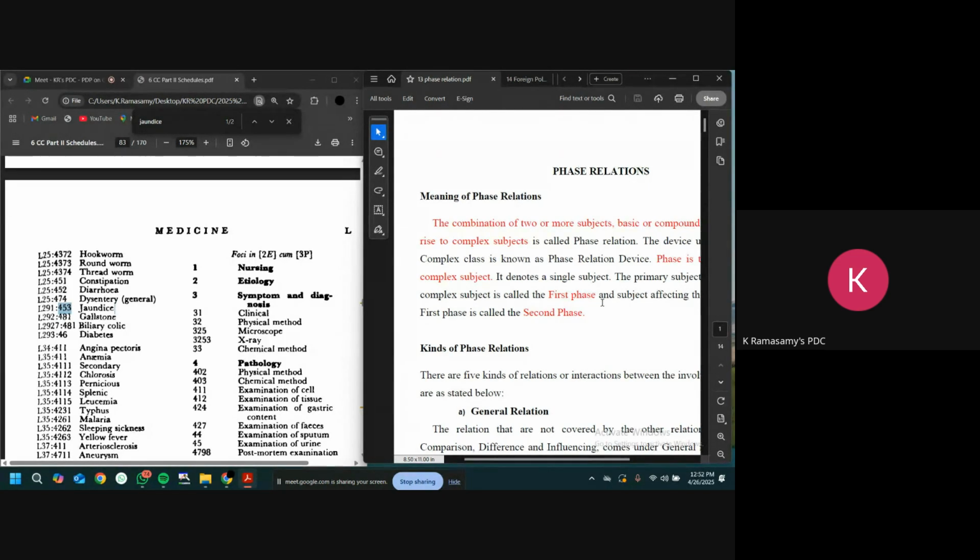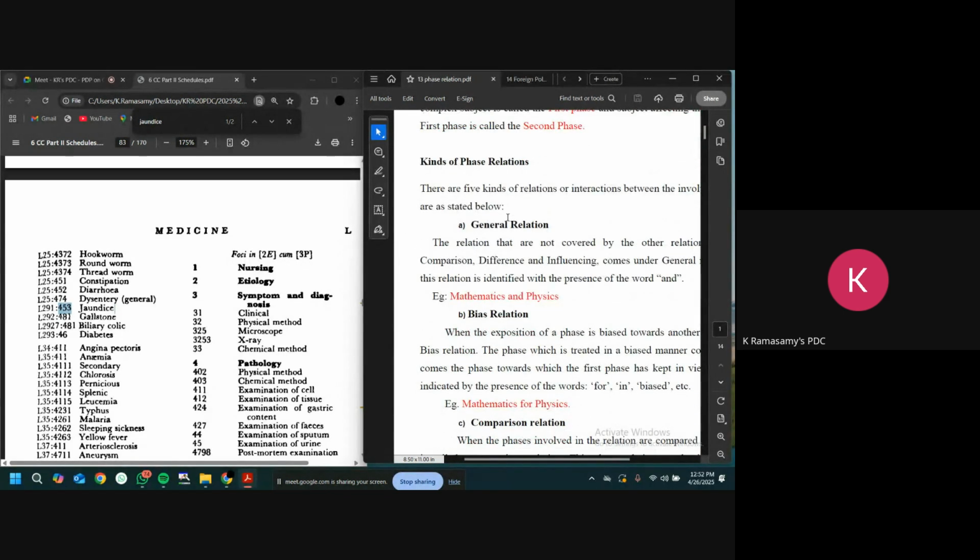Okay. Here actually, Ranganathan talks about 5 different kinds of phase relation. One is general relation.